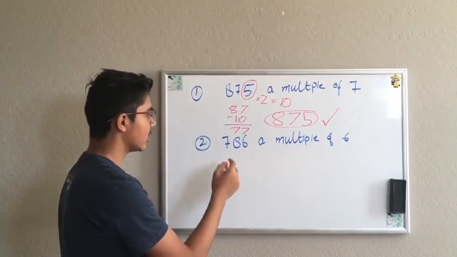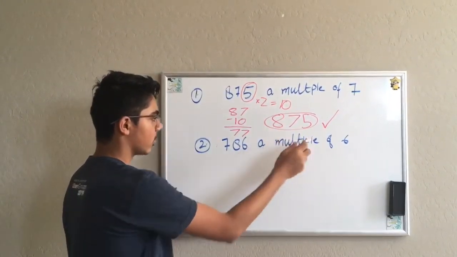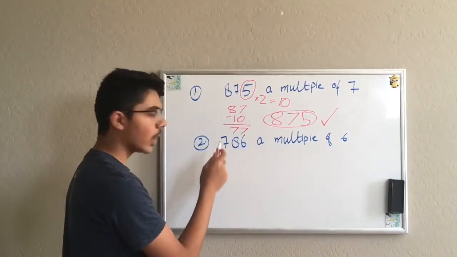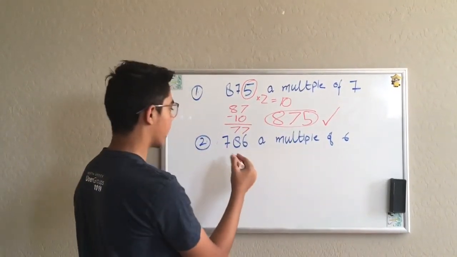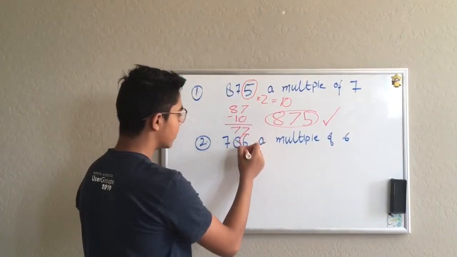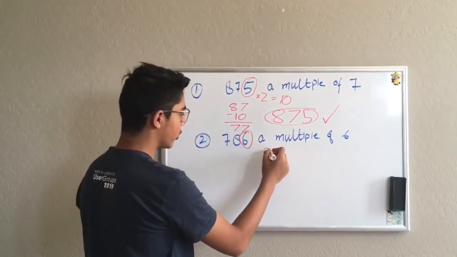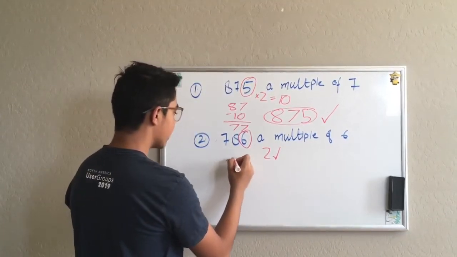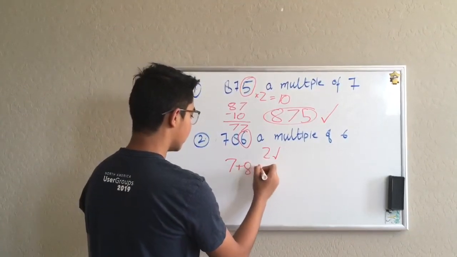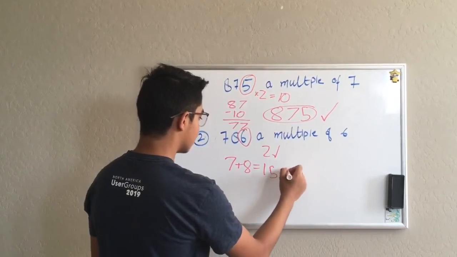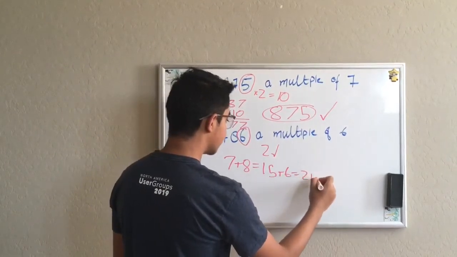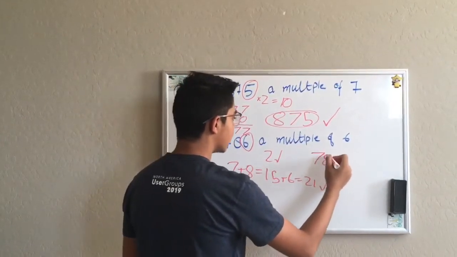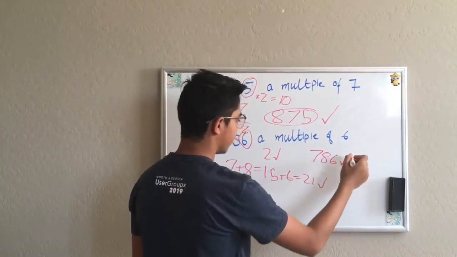Now the next one, is 786 a multiple of 6? Now for 6, you have to find out if it's a multiple of 2 and 3. Both of them have to be correct. So because the last digit is even, it is a multiple of 2. Now we add them all up to see if it's a multiple of 3. 7 plus 8 is 15, plus 6 is 21, which is a multiple of 3. Therefore, 786 is a multiple of 6.